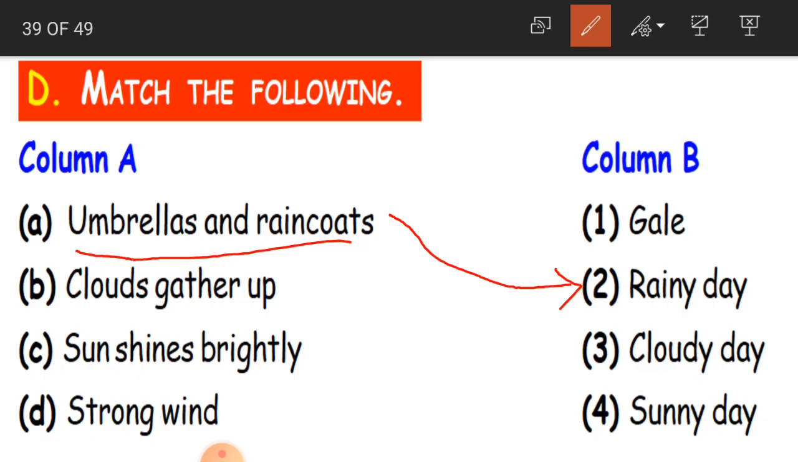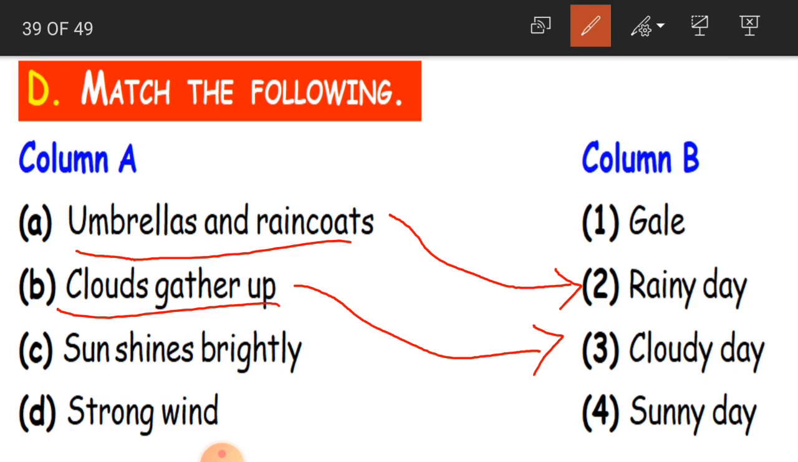So B is clouds gather up. When clouds gather up and cover the sun, you will have shade on the earth. In whichever part of the sky the clouds have gathered and covered the sun, you can see the shade on that particular place, the area covered with shade, and that is called a cloudy day. Okay, we call it a cloudy day.